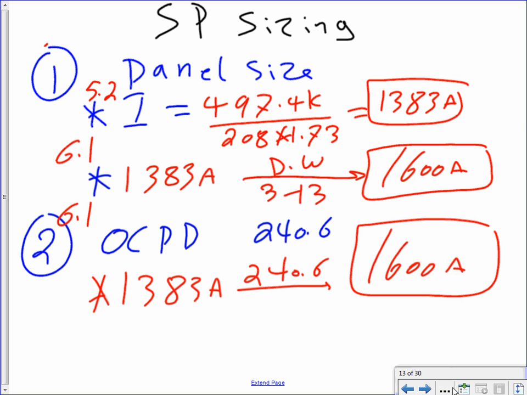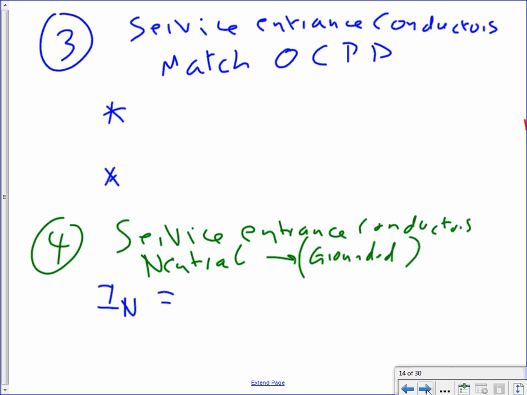Okay, moving on into the feeders. Service entrance conductor. This is 6.2 in your sheet, the sheet that you guys have. For service entrance conductor, you match the overcurrent protection device. That's how you do it. My overcurrent protection device, guys, was 1600.